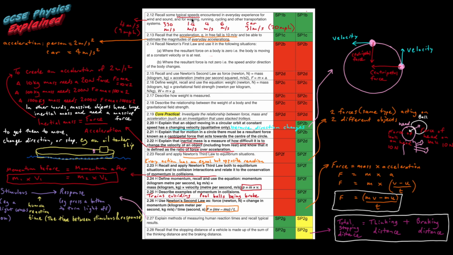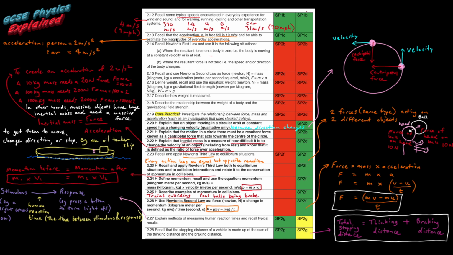12.2. Recall some typical speeds encountered in everyday experience for wind and sound, for walking, running, cycling and other transportation systems. So wind and sound, well, wind could be 4 meters per second, which is 9 miles per hour, or it could be 10 times that. If you're in a storm, 90 miles per hour would be 40 meters per second. The speed of sound is usually 330 to 340, depending on the density of the air. Walking's about 1.4 meters a second, running 4 meters a second, cycling 6 meters a second. And if you're in a car going at 70 miles per hour, which is the speed limit on a motorway in England, then that's 31 meters per second.